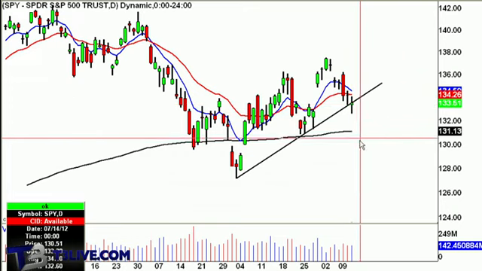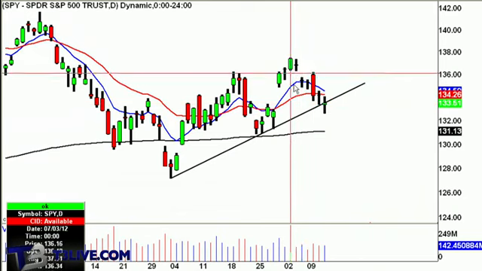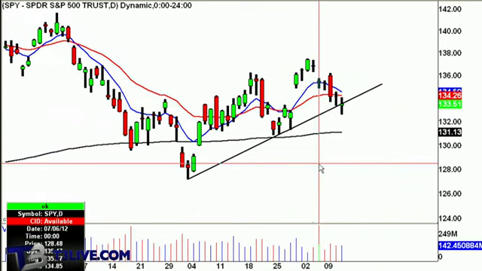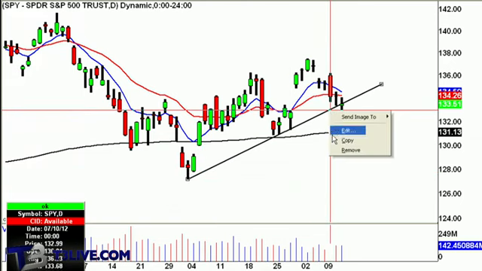We opened and closed in basically the same spot. That's the spiders here. So there's really not a whole lot we can take away from today. I would keep an eye on this shorter term rising trend line.